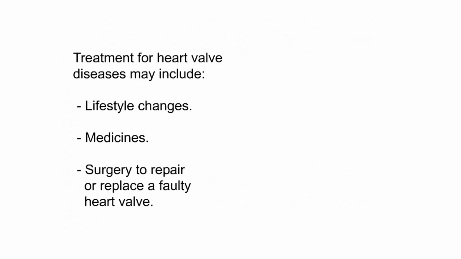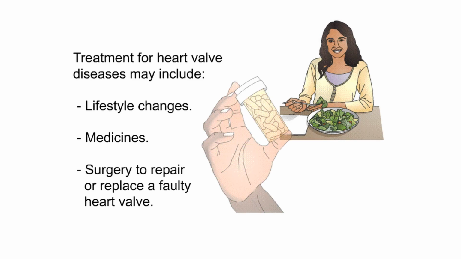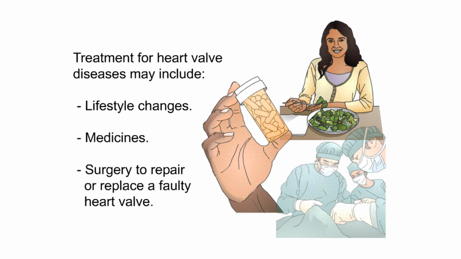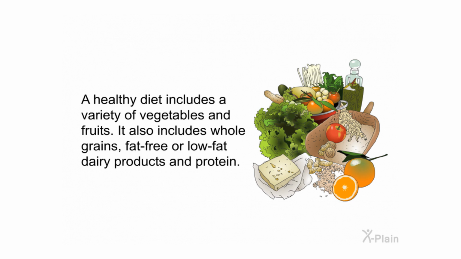Treatment. Treatment for heart valve diseases may include lifestyle changes, medicines, surgery to repair or replace a faulty heart valve. Lifestyle changes may include quitting smoking and following a healthy diet. A healthy diet includes a variety of vegetables and fruits. It also includes whole grains, fat-free or low-fat dairy products, and protein.